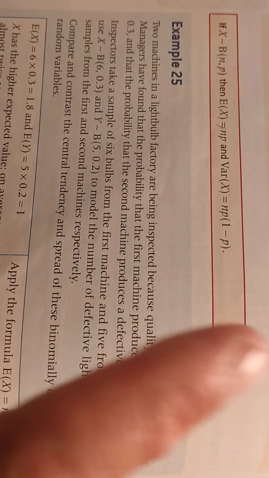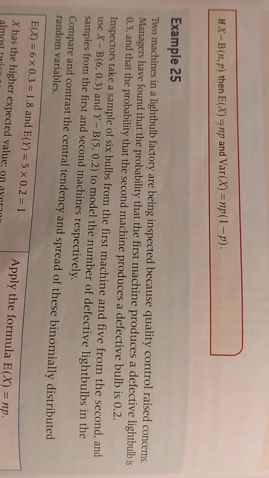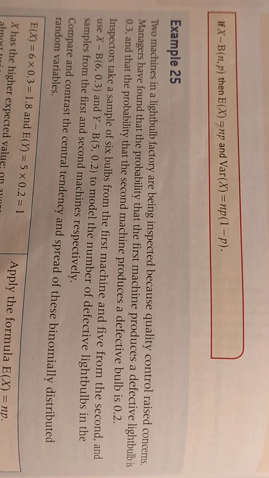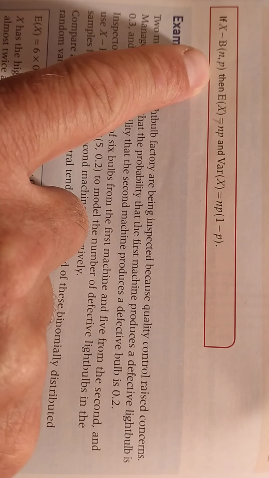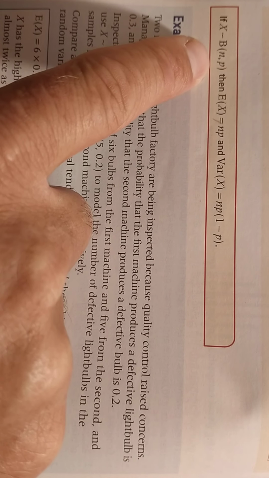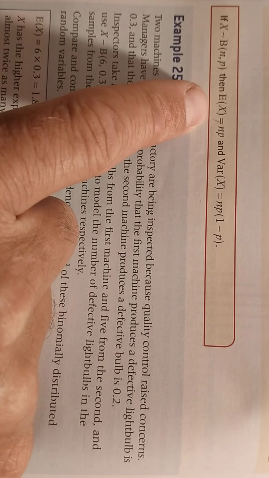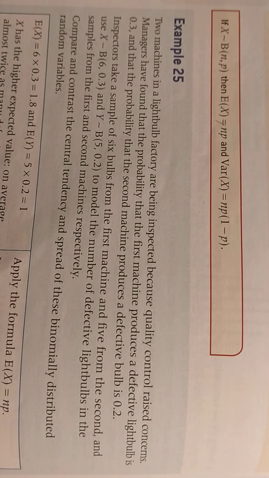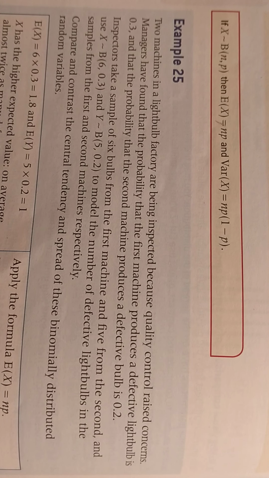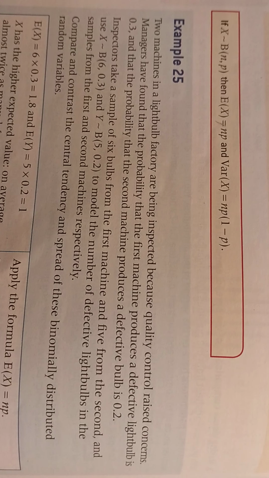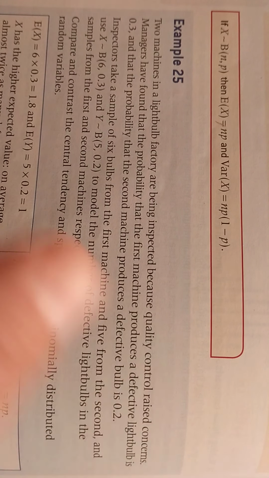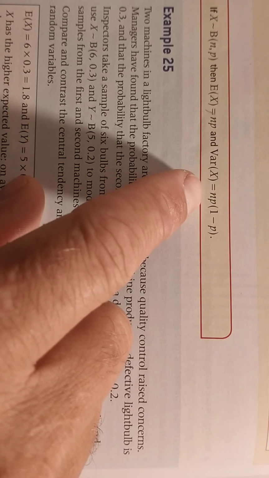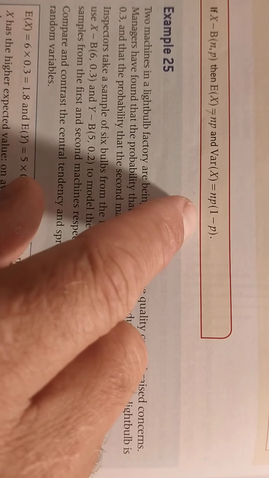You'll notice in the formula here, it says if the random variable x has a binomial distribution with the parameters n and p, then the expected value of x equals n times p. We've learned how to do expected value before, and for the binomial distribution, the expected value is n times p. And the variance of the binomial distribution is n times p times 1 minus p.